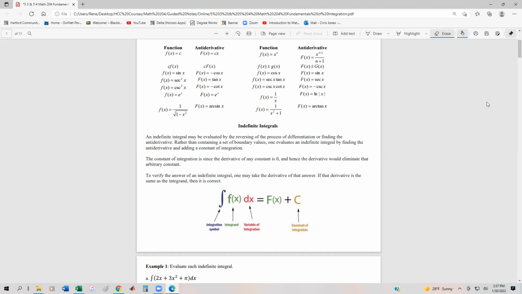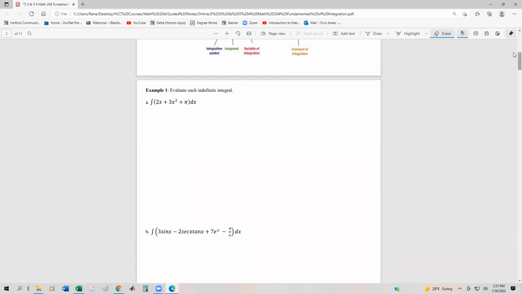All right, now, in this particular video, all we're going to do is take a look at 4 problems where we go through and find the specific antiderivatives, or evaluate some indefinite integrals. All right, so our first one we have 2x plus 3x squared plus pi with respect to x.